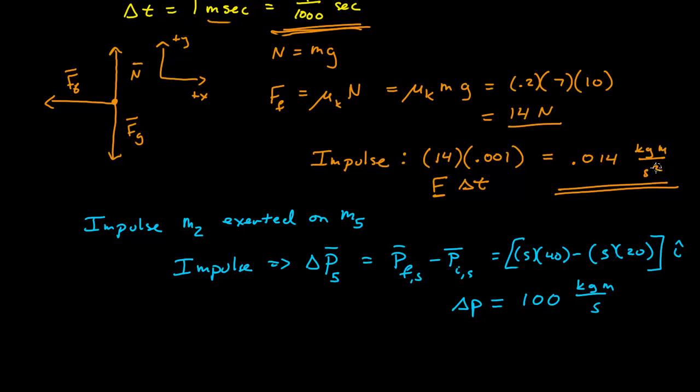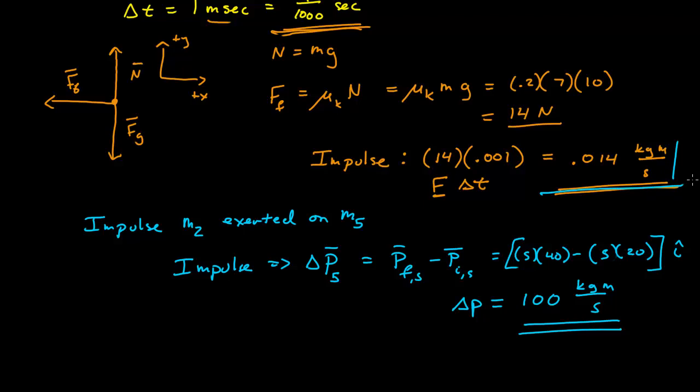I went too fast above. Sorry. That gave you units of force above here. The units of momentum are kilogram meters per second. So there was an impulse here of 100 kilogram meters per second that the 2 kilogram mass exerted on the 5 kilogram mass. So now we can compare.